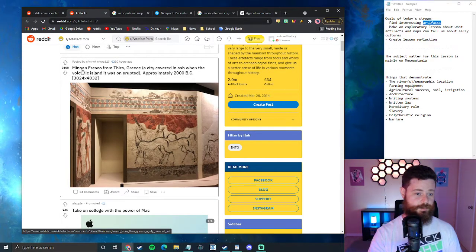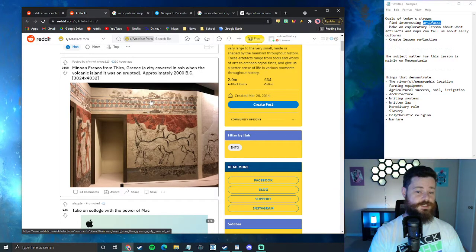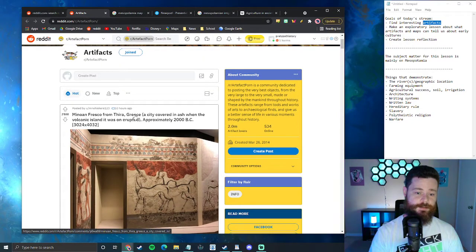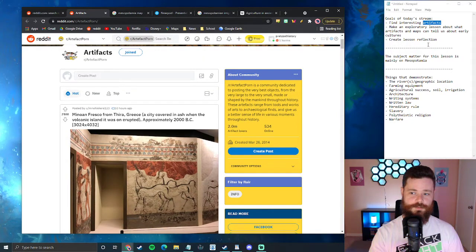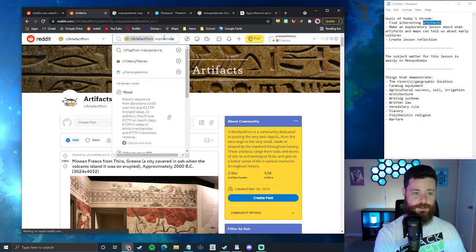So like this one here, a Minoan fresco. I probably would never see this picture on my own. But the fact that it's posted here by someone who's really interested in artifacts gives me the opportunity to maybe use this in a lesson if I ever wanted to. Now, obviously, in Greece, that wouldn't really be super applicable to Mesopotamia. So we're going to search Mesopotamia.